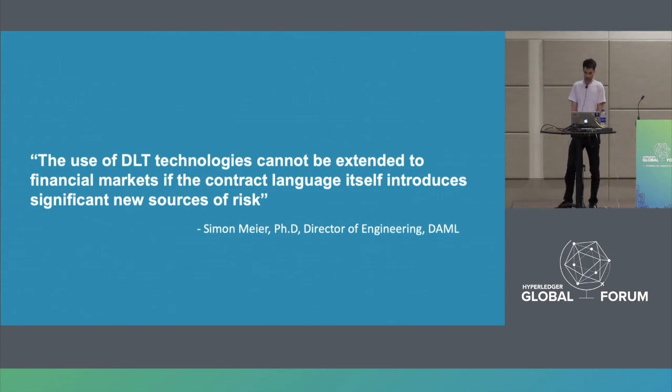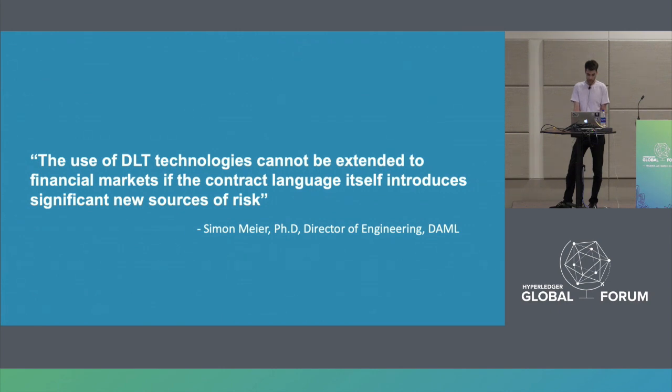Basically saying, for critical systems, blockchain is not a viable option if you can't trust the smart contracts, because in financial markets, like they work with at DAML, but also other industries that are critical systems, you need to be able to trust the blockchain and the smart contracts and not introduce new sources of risk into your domain.